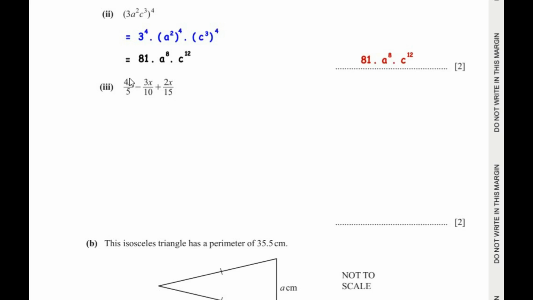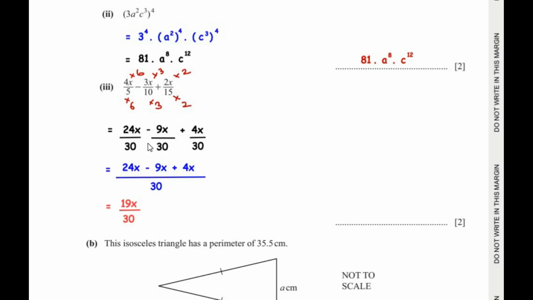So here we are going to multiply 4x by 6 and the denominator 5 also by 6. 3x we are going to multiply by 3 and here 10 also by 3, and here 2x is being multiplied by 2 and 15 will be multiplied by 2. So here 4 times 6 is 24, so we get 24x over 5 times 6 is 30, minus 3x times 3 is 9, so 9x over 10 times 3 is 30, plus 2x times 2 is 4x over 15 times 2 is 30.